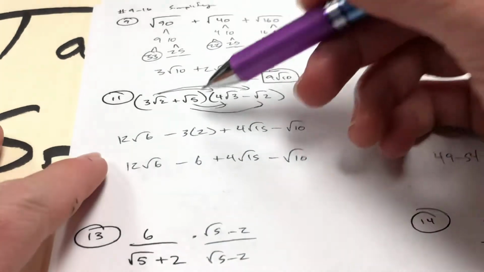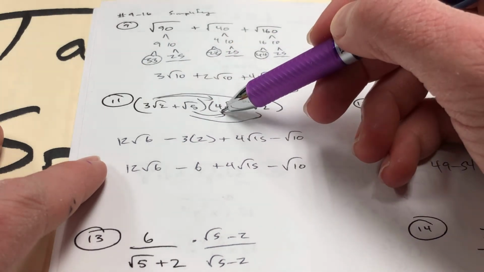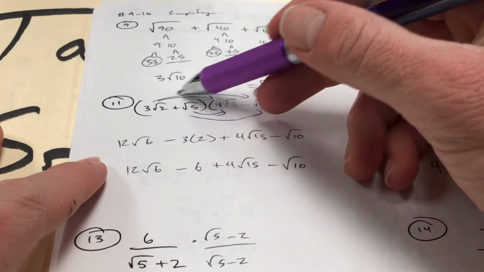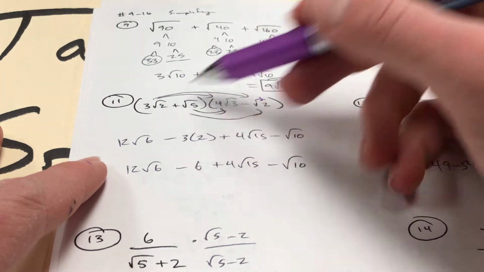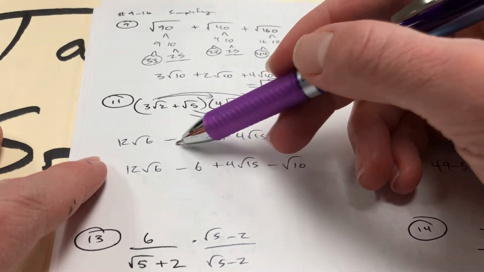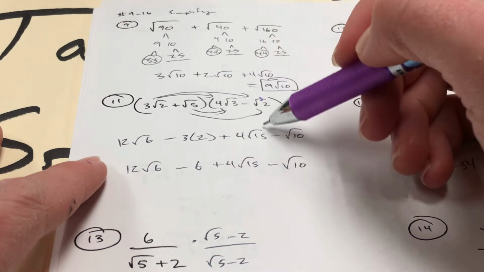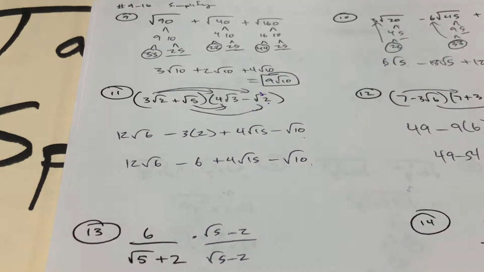First, outer, inner, last. 3 root 2 times 4 root 3 is 3 times 4, 12. Root 2 times root 3 is root 6. 3 root 2 times a negative root 2 is going to be 3 times root 2 times root 2 is just 2. Put the minus there. Root 5 times 4 root 3 is going to be 4 root 15 minus root 5 times root 2 is root 10. That's how it simplifies.